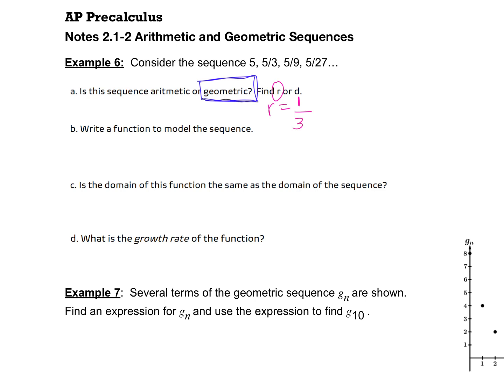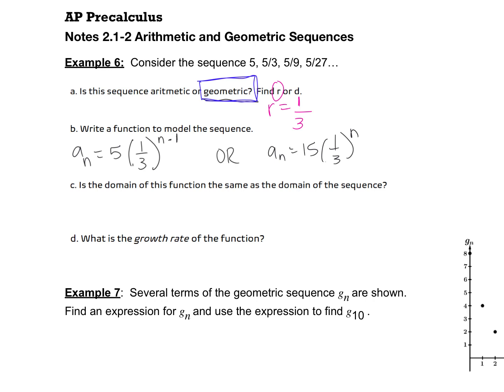Let's write a function to model that sequence. I can go back and get the 0th term if I want, but I know the first term and the common ratio, so we can just write it. a sub n is going to equal, the first term I saw was 5, my common ratio was 1/3, and because it was the first term, my exponent is n minus 1. Now, what would the 0th term have been? 15. So you could have also said 15 times 1/3 to the n. Both are equivalent.